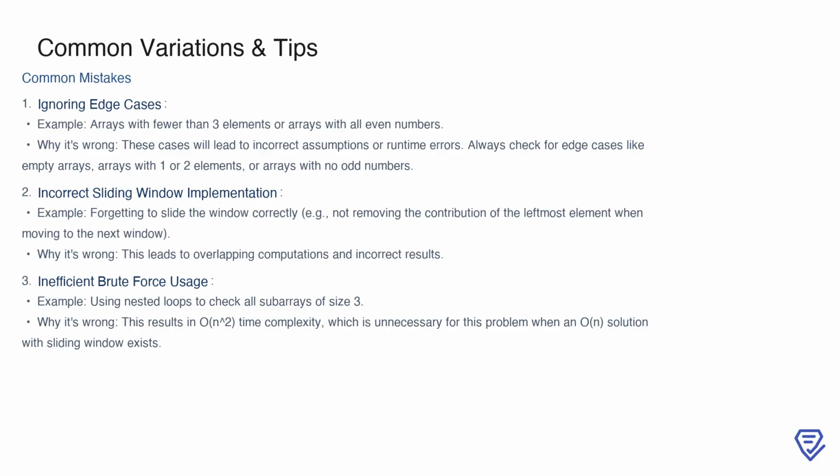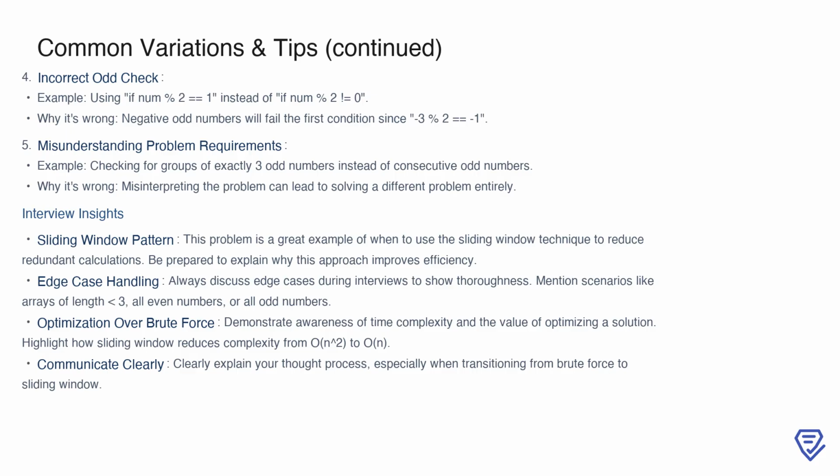This increases the time complexity to O(n²), which is unnecessary when a more efficient O(n) solution using the sliding window technique is available. Another area where mistakes often occur is in the odd number check. For example, some people use the condition if number % 2 equals 1 to check if a number is odd. While this may work for positive numbers, it fails for negative odd numbers because -3 % 2 equals -1.